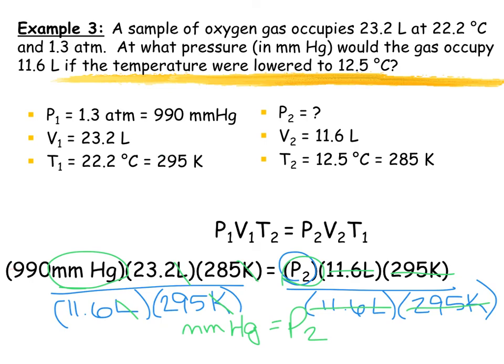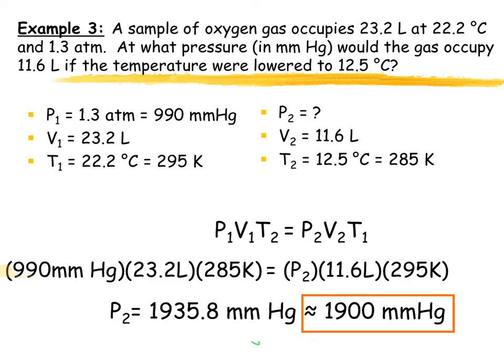Always be careful of order of operations. I would type in 990 times 23.2, enter, times 285, enter, divided by 11.6, enter, divided by 295. And you should get 1,936 millimeters of mercury.